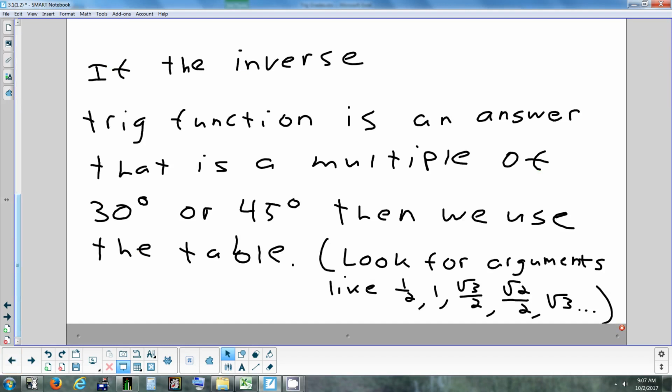So those two things that I just circled in red, those are called the arguments. It's the thing that you're plugging into inverse sine or inverse cosine. If you see an argument that doesn't look like that, it's not a square root 3, it's not a root 2, it's not a 1 or a negative 1, it's not something like that, you're not going to find the answer in the table.